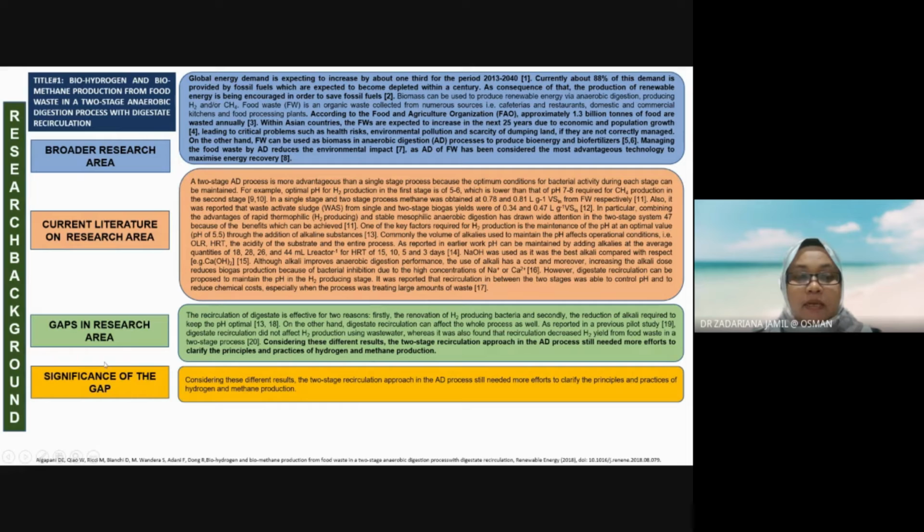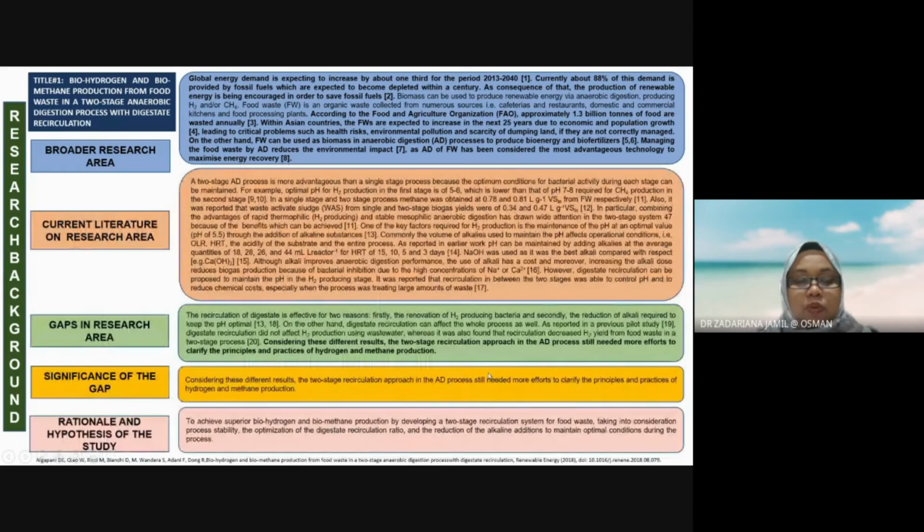Then you need to highlight in the research background the significance of the gap, as well as the rationale and hypothesis of the study. This is the flow of writing a research background, and you can follow this flow when you write yours. You can also refer to other examples that I provided in the additional materials in this topic.